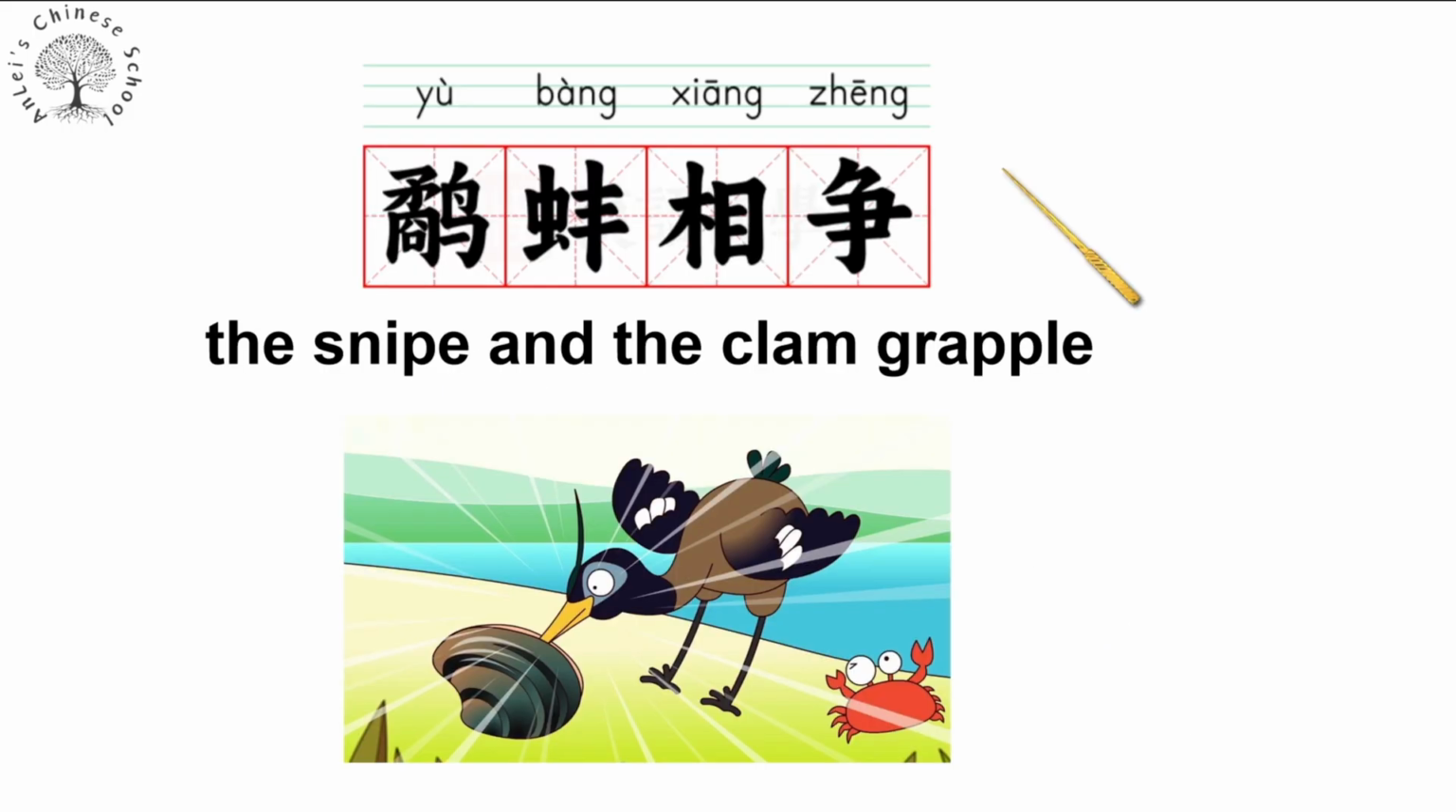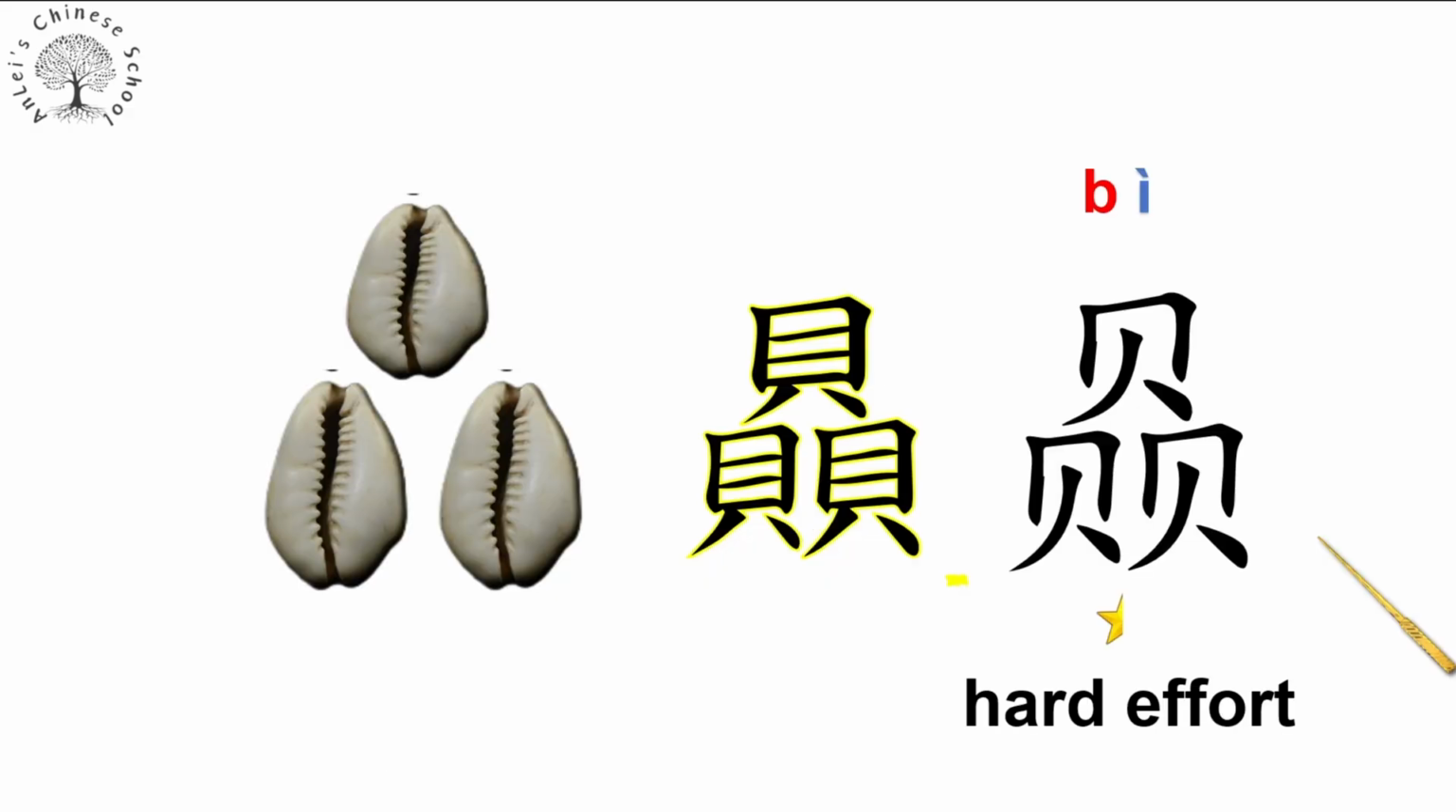The idiom is 鹬蚌相争, the snipe and the clam grapple. The story goes like this. The snipe tried to eat a clam, but its beak was clamped by the clam. Later, a fisherman caught both of them. The clam is also a type of shellfish. It needs to use a great deal of strength to climb down a bird's beak. It has no legs. If it wants to move, it has to make a great effort. So one seashell is hard to move. Three of them is three times harder. This is a rare character.